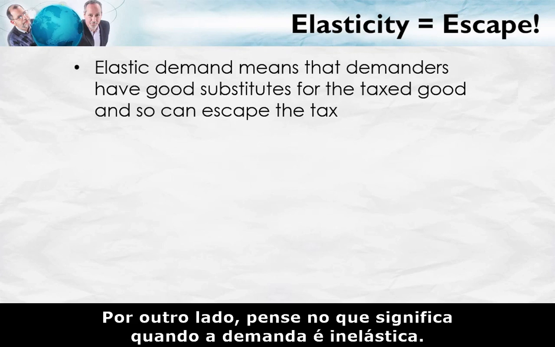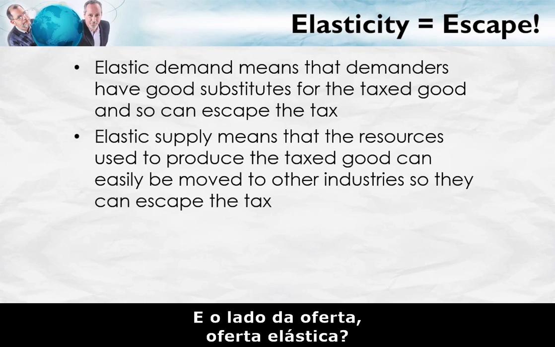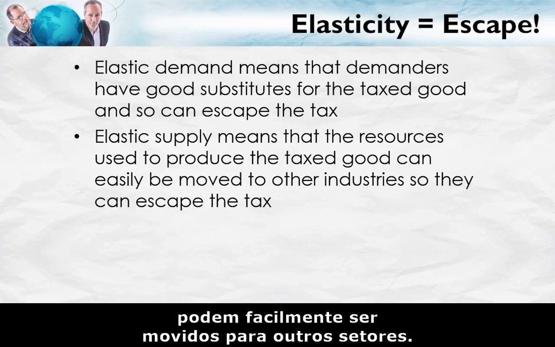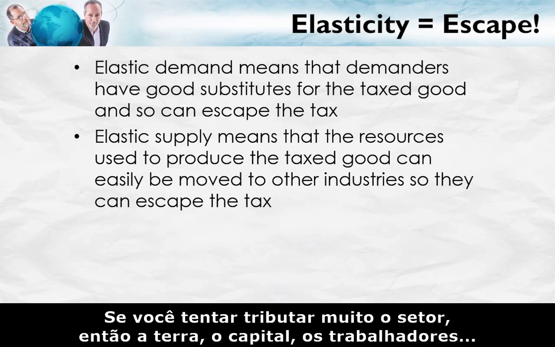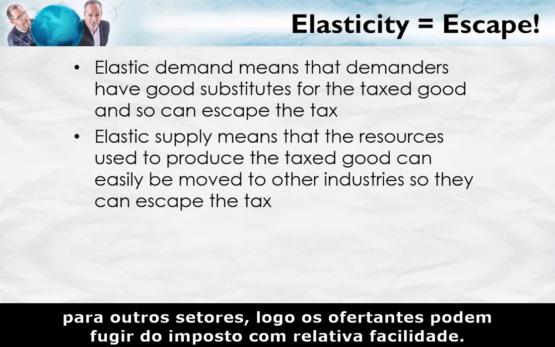On the other hand, think about what it means when the demand is inelastic. It means that there are no good substitutes, so it's hard to escape the tax. What about the supply side? Elastic supply. Well, that means the resources which are used to produce the taxed good can easily be moved to other industries. The resources can move around easily. If you try to tax the industry a lot, then the land, the capital, the workers in that industry, which are used to produce the good, are just going to flow to other industries, and so the suppliers can relatively easily escape the tax.